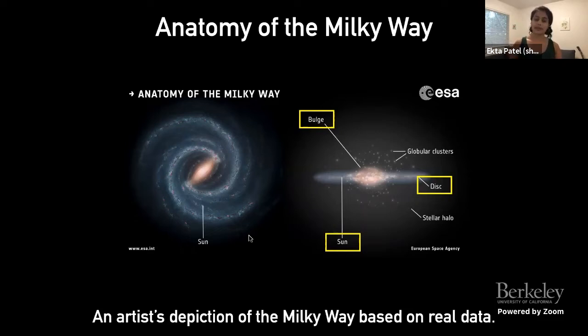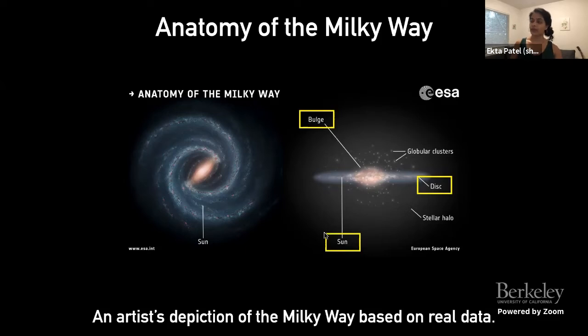And again, this is an artist's depiction of what we think the Milky Way looks like, simply because we can't see our own galaxy in its entirety just because we're inside of it. And from that vantage point, we can't see the very far sides of the galaxy. So these are some of the main components of the Milky Way.